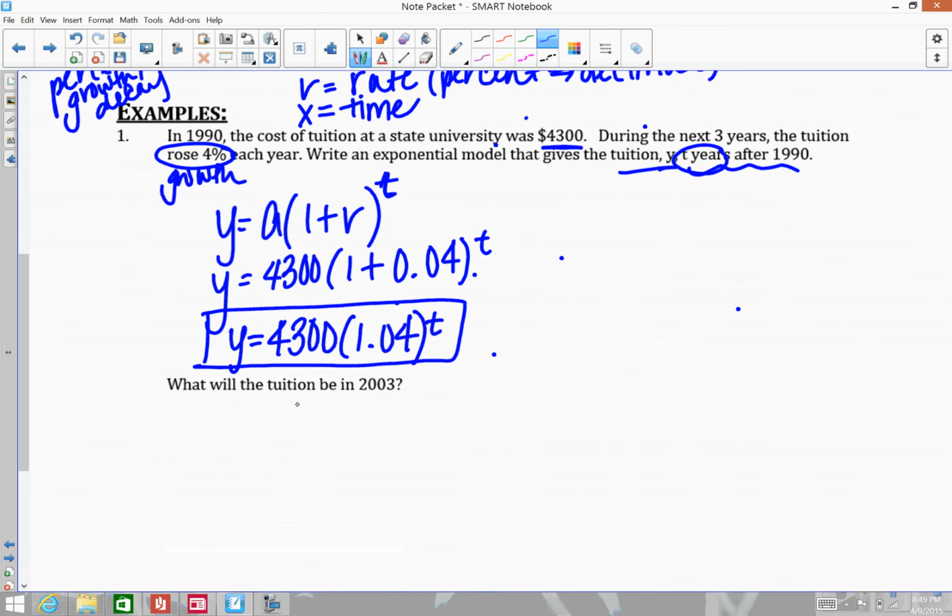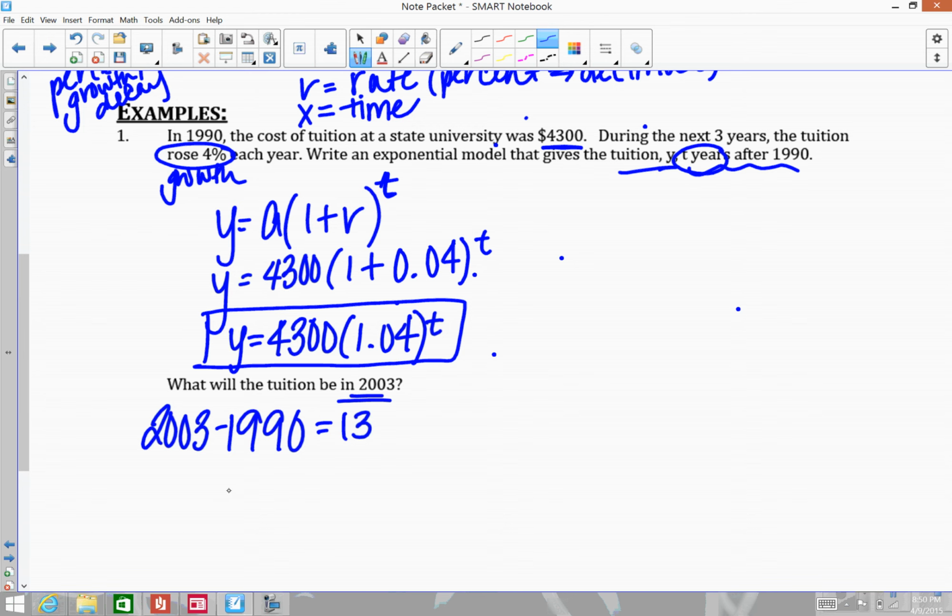And then if you look, it says, so then the second part, what will the tuition be in 2003? So basically, how many years have passed from 2003 after 1990? So if you subtract those, that tells us that we have 13 years between there. So my time is going to be 13. And it's because it says in 1990 is when we're starting, so that's why I'm subtracting 1990 from it.